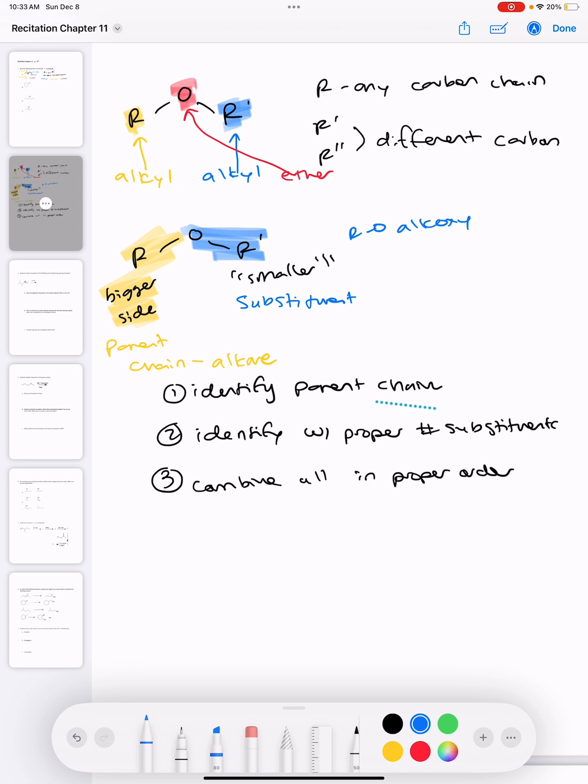Remember, we talked about that when things are negative charge. So like sodium hydroxide, but then if we have sodium with an alkane, it's sodium alkoxide. So you've heard this before.